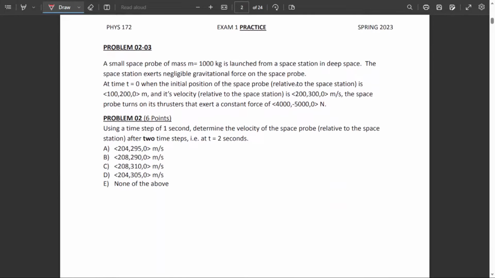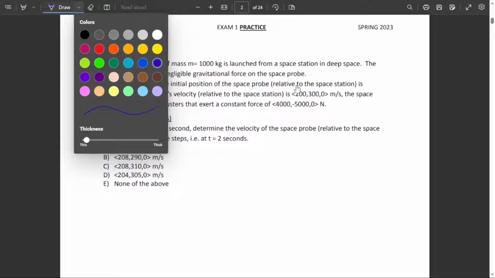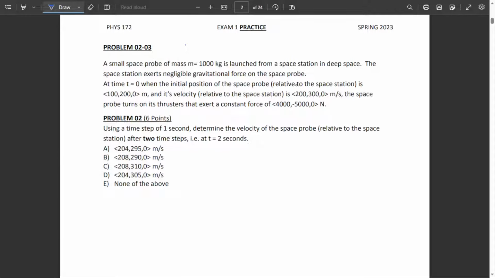So, next question. Question 2. A small space probe of mass 1,000 kilograms is launched from a space station in deep space. The space station exerts negligible gravitational force on the space probe. At time t equals 0, when the initial position of the space probe relative to the space station is 100, 200, 0, and its velocity relative to the space station is 200, 300, the space probe turns on its thrusters that exert a constant force of 4,000, minus 5,000 newtons. Using a time step of 1 second, determine the velocity of the space probe relative to the space station after 2 time steps at t equals 2 seconds.